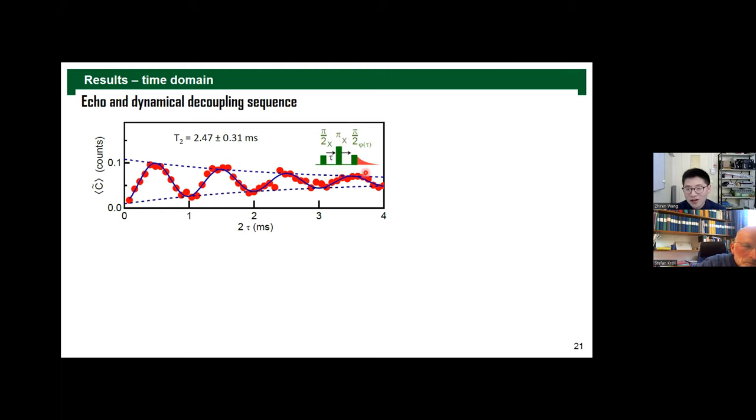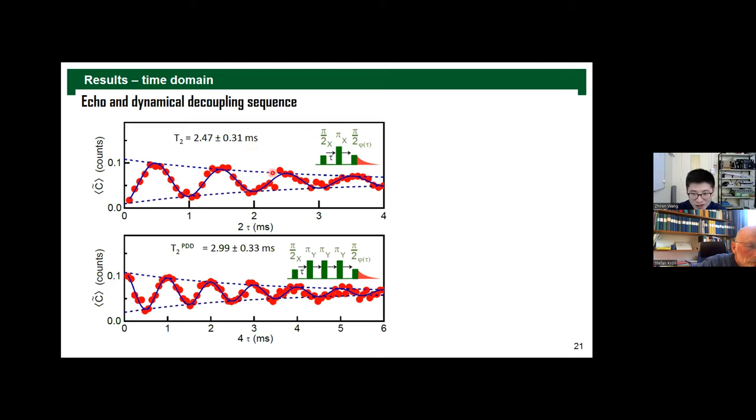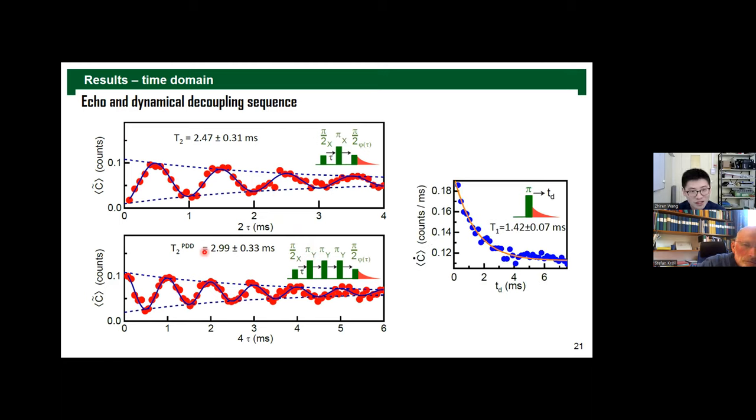we add a π pulse in between the two π/2 pulses, and we can get the T2 coherence time of about 2 milliseconds. With an even more complicated sequence, the dynamical decoupling sequence with 3 pulses in between, it reaches 3 milliseconds. And now you can see we are limited by the relaxation time of the system, and it is roughly about 2 T1 in this case.